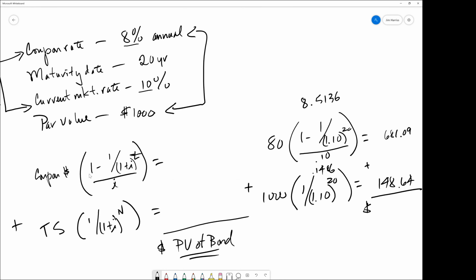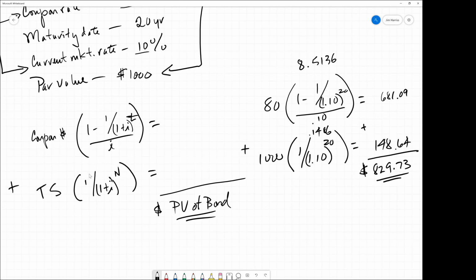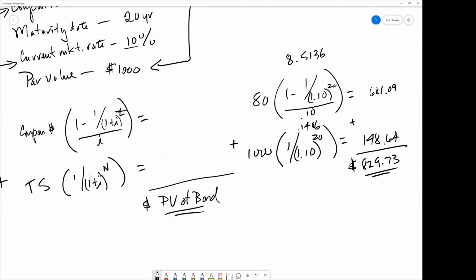And here's what you get: 829, I round it up, 73. That would be the most that you would pay for this bond if you wanted to earn 10% on your investment. Okay, but say you don't want to go through all that rigmarole with all these formulas.